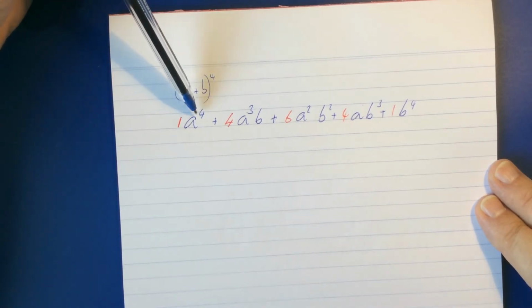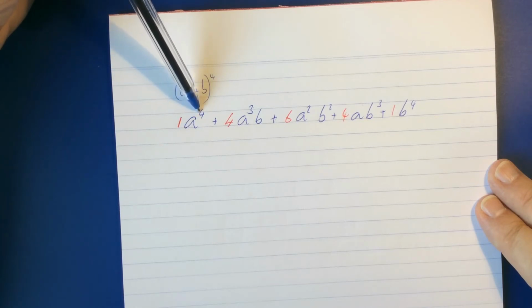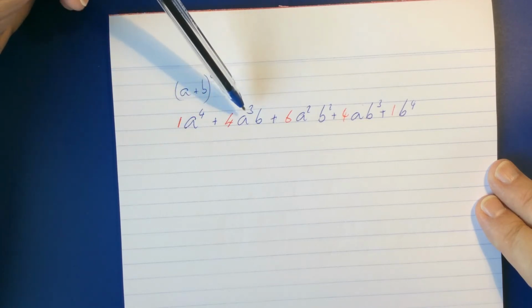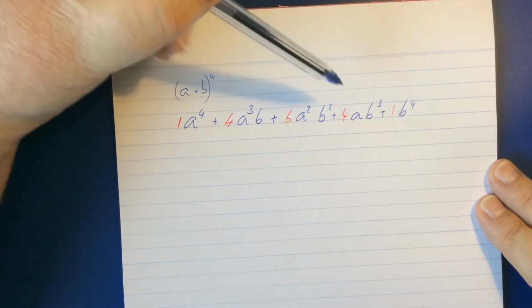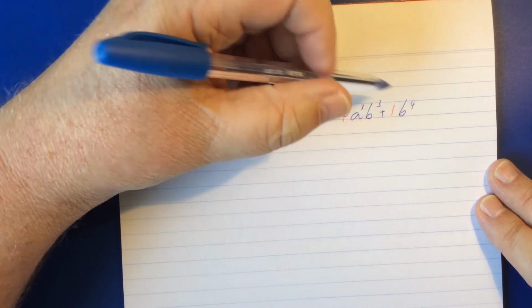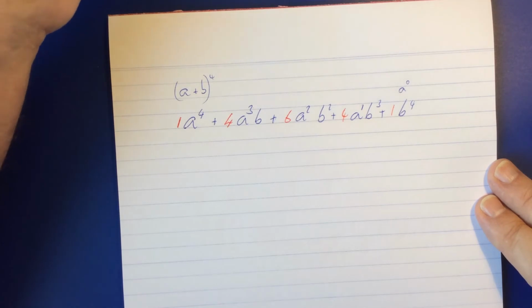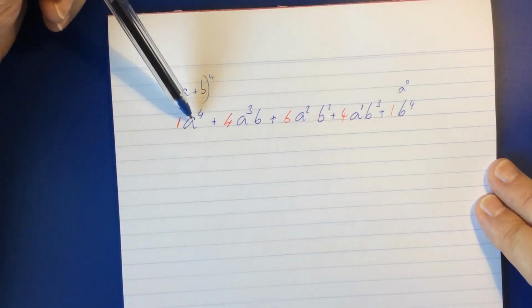So what can I say? Mathematics is about patterns. Notice that we start off with a to the power of 4. The next expression has a to the power of 3, 2, 1. And if we could be bothered putting it in here, it would be a to the power of 0, which is simply 1. So there is a pattern.